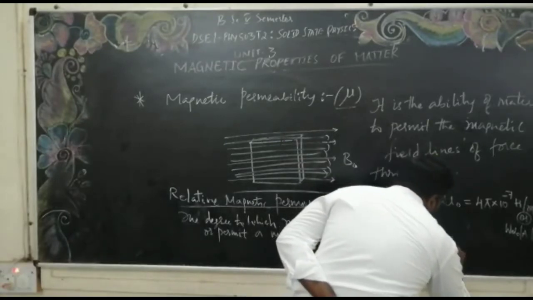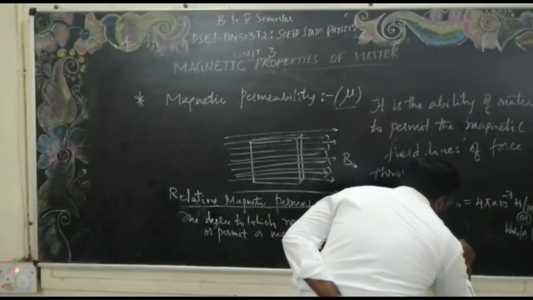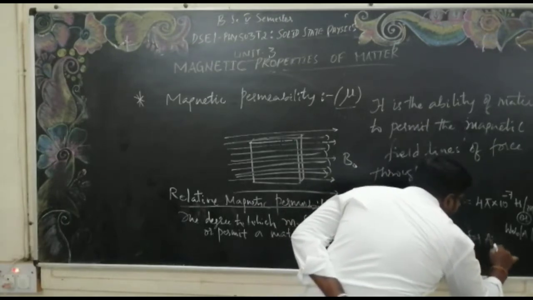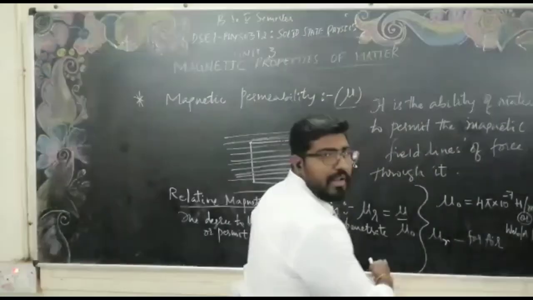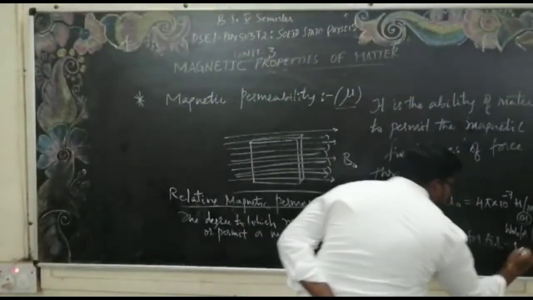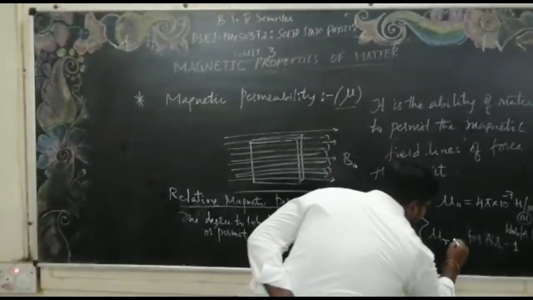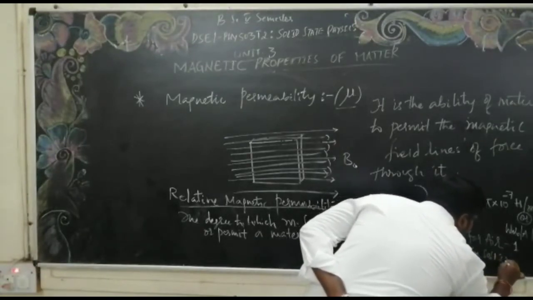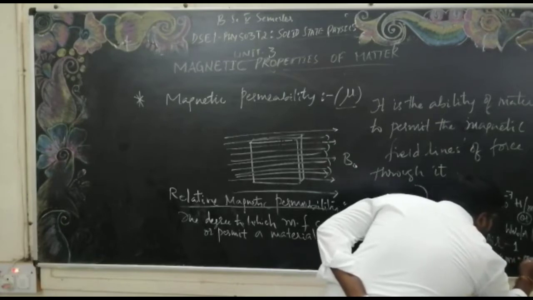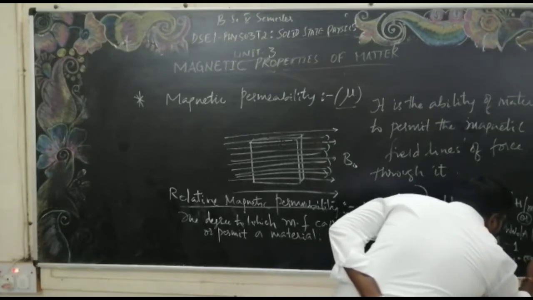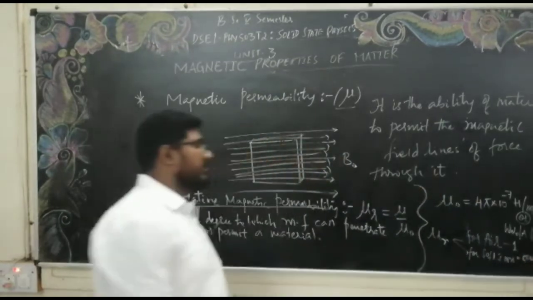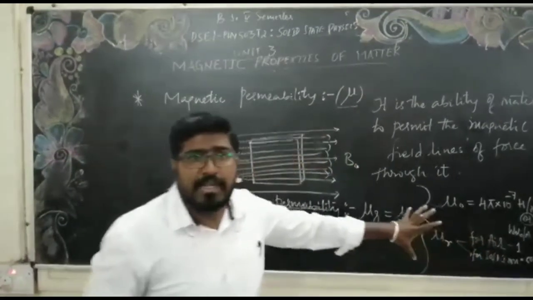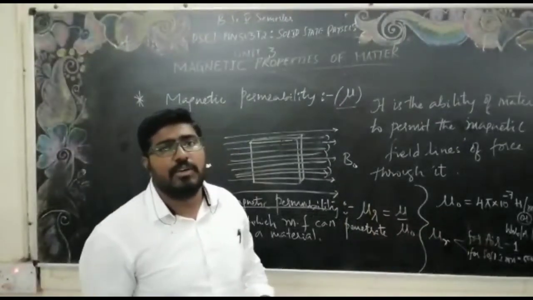What do you mean by the relative permeability? That is mu r. If I talk about air, what is the relative permeability for air? It is 1. What is the relative permeability for soft iron? That is 8000. The relative permeability depends upon the material.